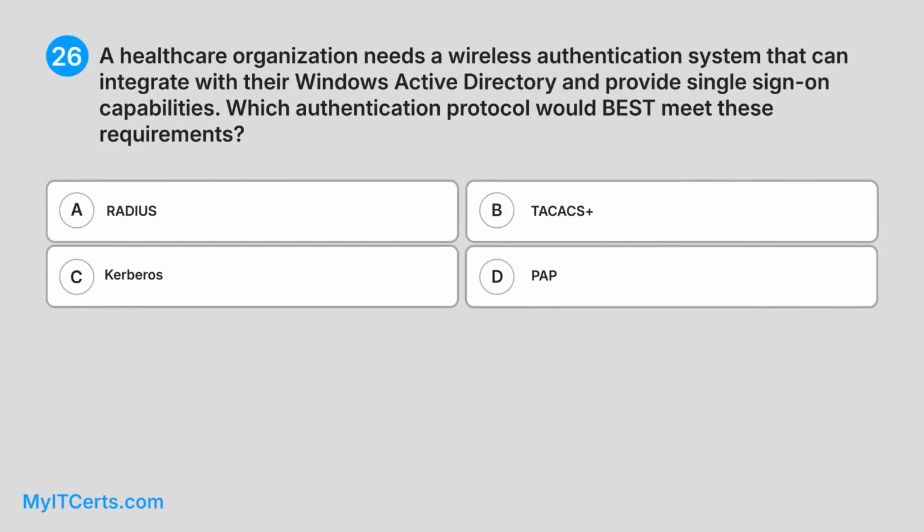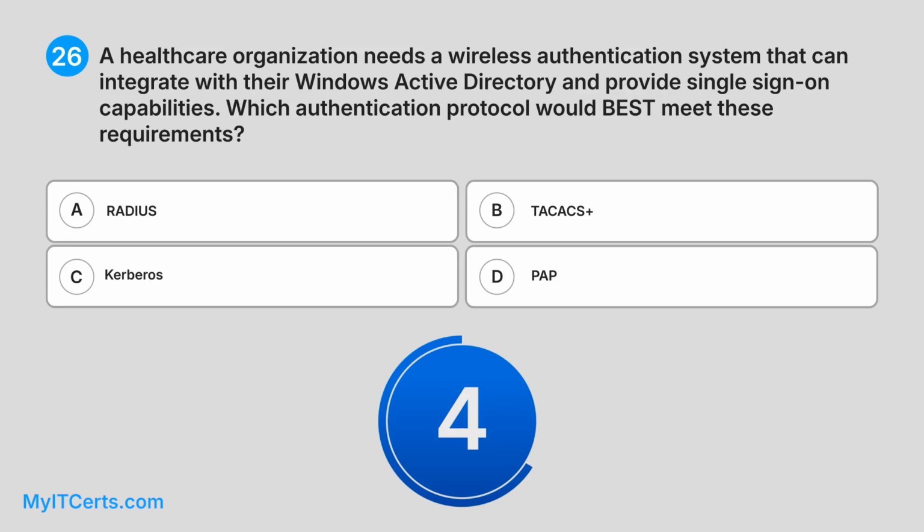26. A healthcare organization needs a wireless authentication system that can integrate with their Windows Active Directory and provide single sign-on capabilities. Which authentication protocol would best meet these requirements? A. RADIUS. B. TACACS+. C. Kerberos. D. PAP. Can you guess the answer?